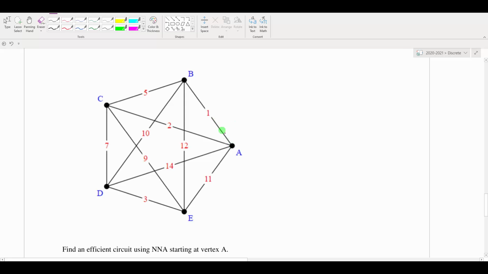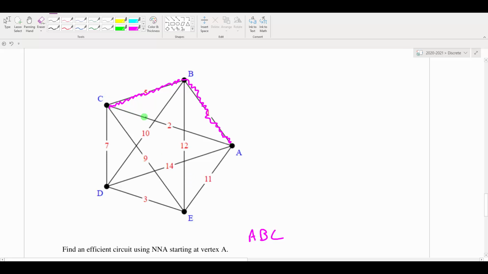So for vertex A, you've got to choose the shortest every single time. So I'm going to choose the 1. So I'm going to go from A to B. And once I'm at B, I got to choose the shortest route. So we've got 5, 10, and 12. So 5 is the one that I have to choose. So we're going to go to C.